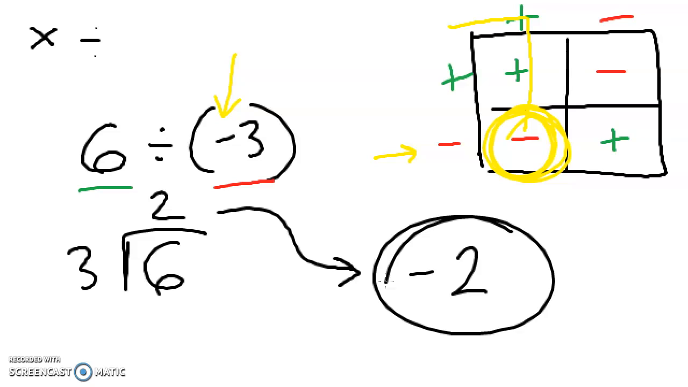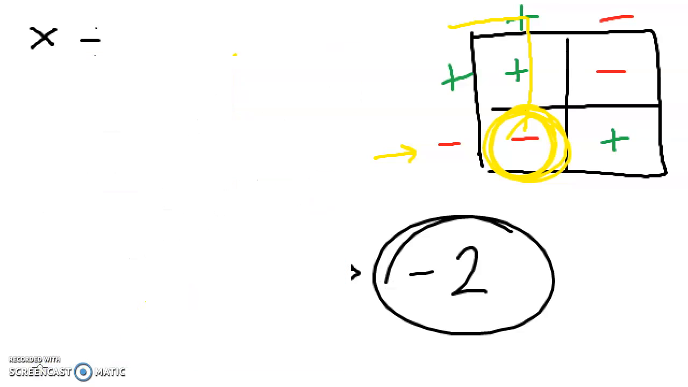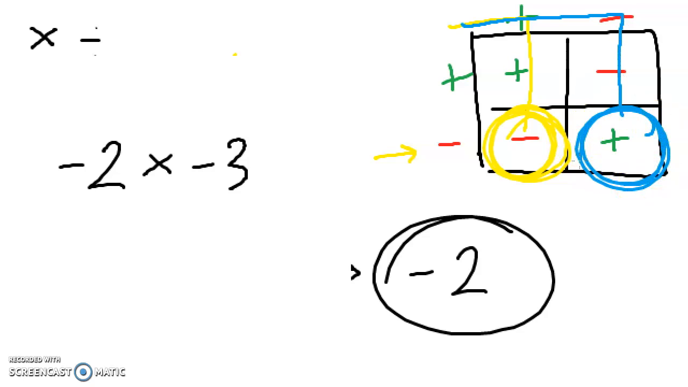But remember, let's say I was multiplying two numbers that were negative, like a negative 2 times a negative 3. In that case, I would go over to the negative column and then down to the negative row, which would result in a positive product. So even though we are starting off with two negative signs, the ending product is going to be positive. Because when you multiply numbers with the same sign, your answer is going to be positive.